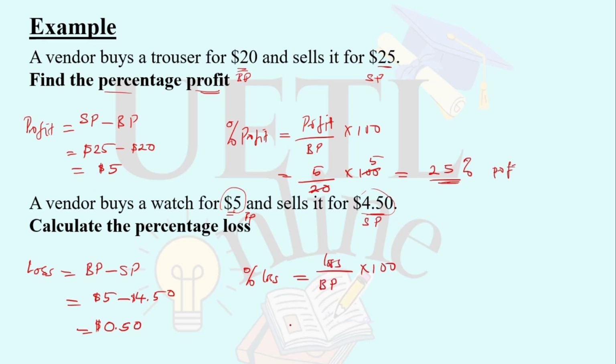So let's do that. Here we can see that our loss is 0.50. Then our buying price here was 5, times 100. So now we just have to say 5 into 100, we are going to get 20. So 20 times 0.5, we're going to get 10%. So this means that our loss was 10%. So we have successfully solved two problems which involve profit and loss in percentages. So that was that.